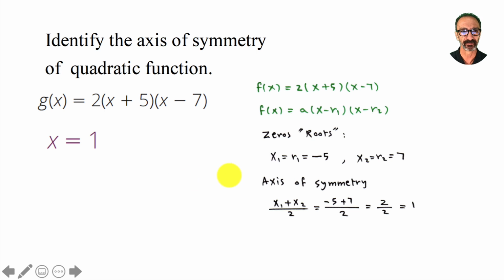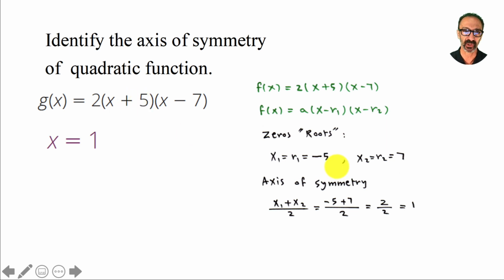How do you get 1? From the notes, we could compare it to the factored form, and the zeros will be r1 and r2. Since this is a plus, r1 has to be negative 5. Because this is supposed to be written as x minus r1, and I can see this as x minus negative 5. So you have to be careful. If it's a plus 5, you need to write minus 5.